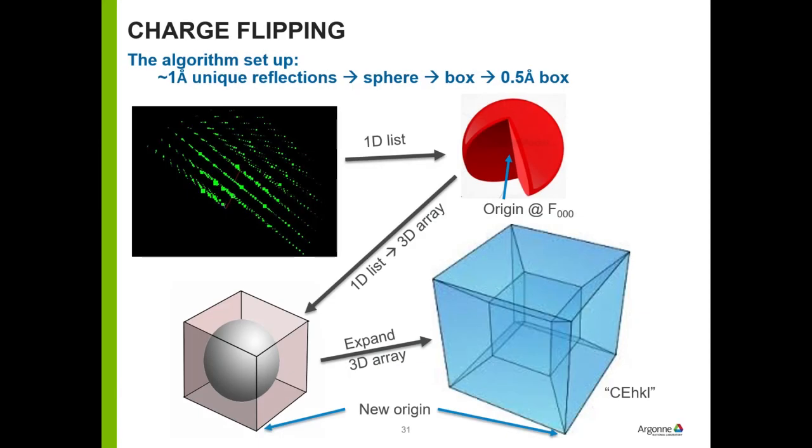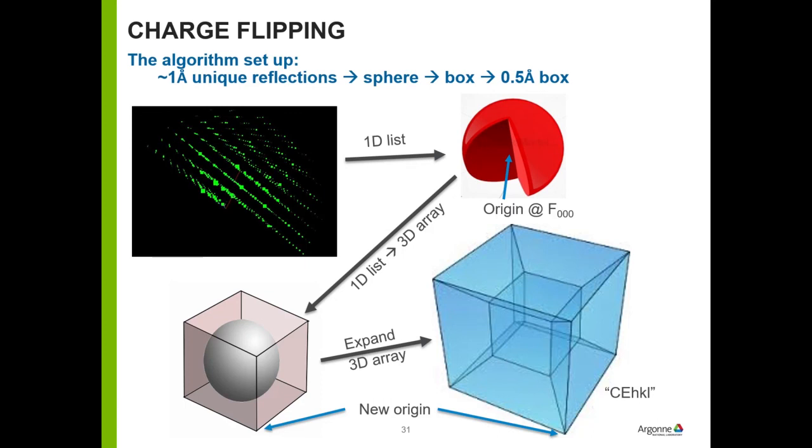What's the algorithm? Well, first of all, this happens to be with single crystal data, but it doesn't make any difference. What you need is roughly 1 angstrom resolution. That is, the minimum D spacing is roughly 1 angstrom. This is atomic resolution data. And you have a unique set, which is some sort of funny slice of reciprocal space.